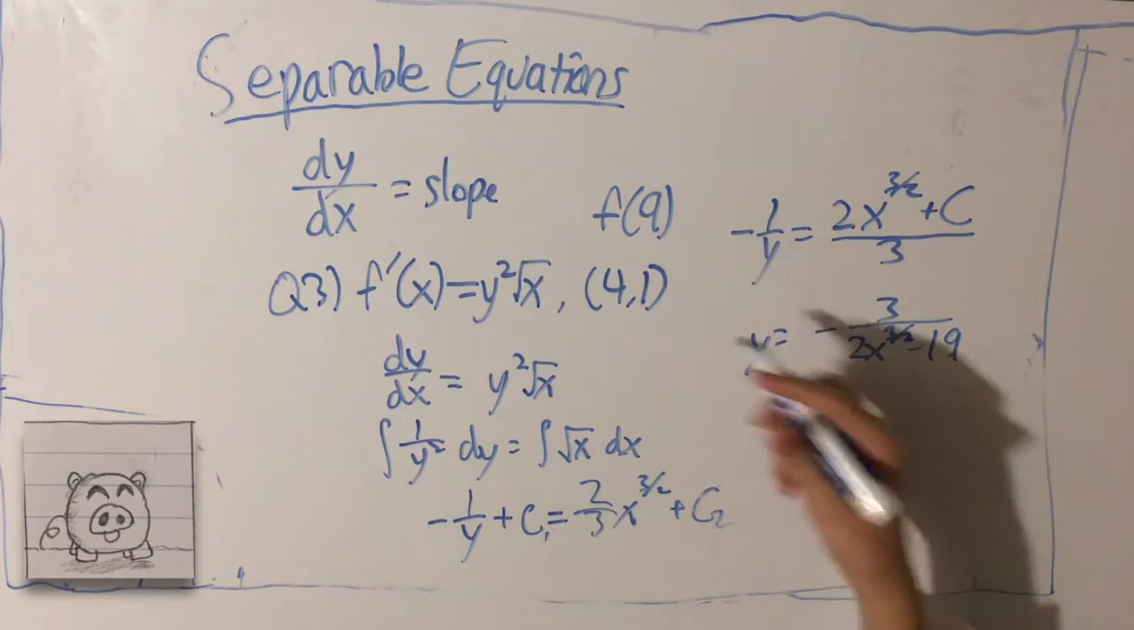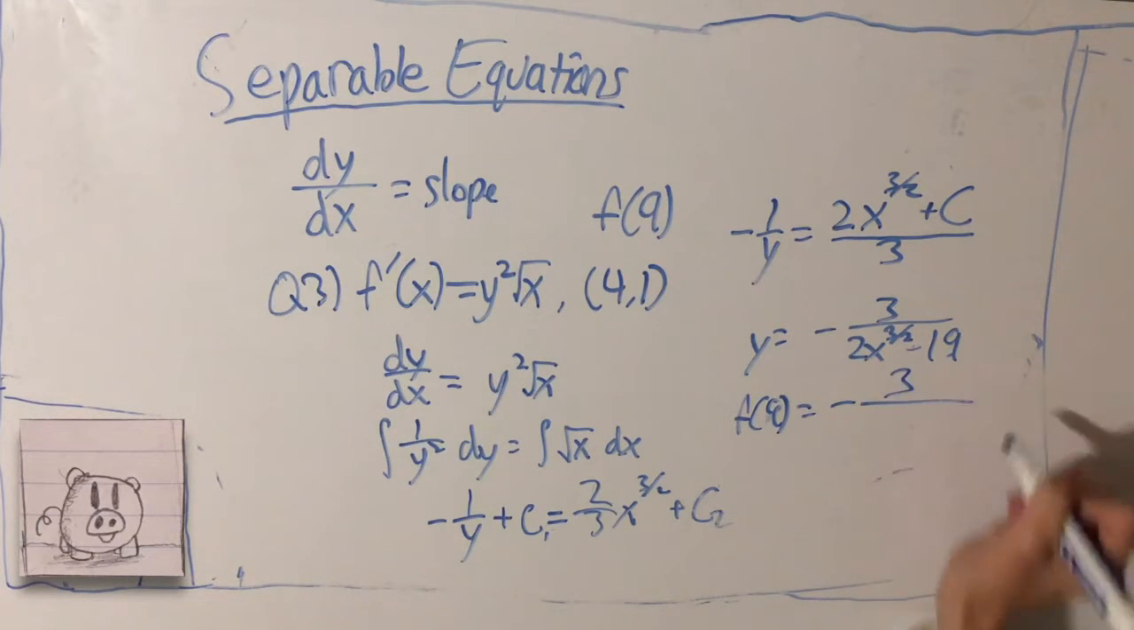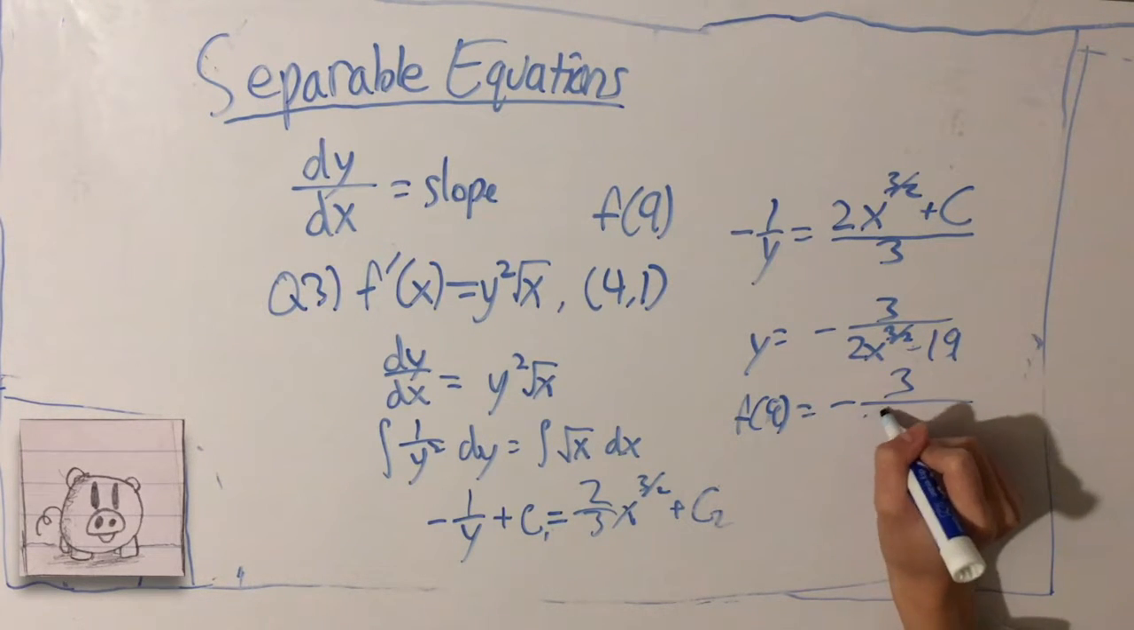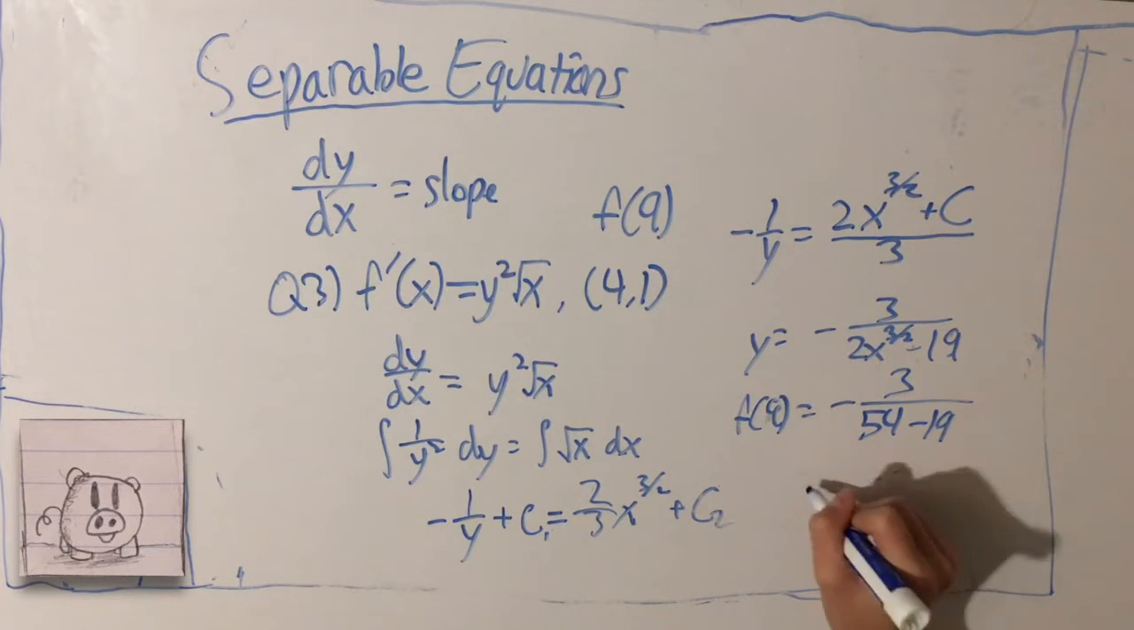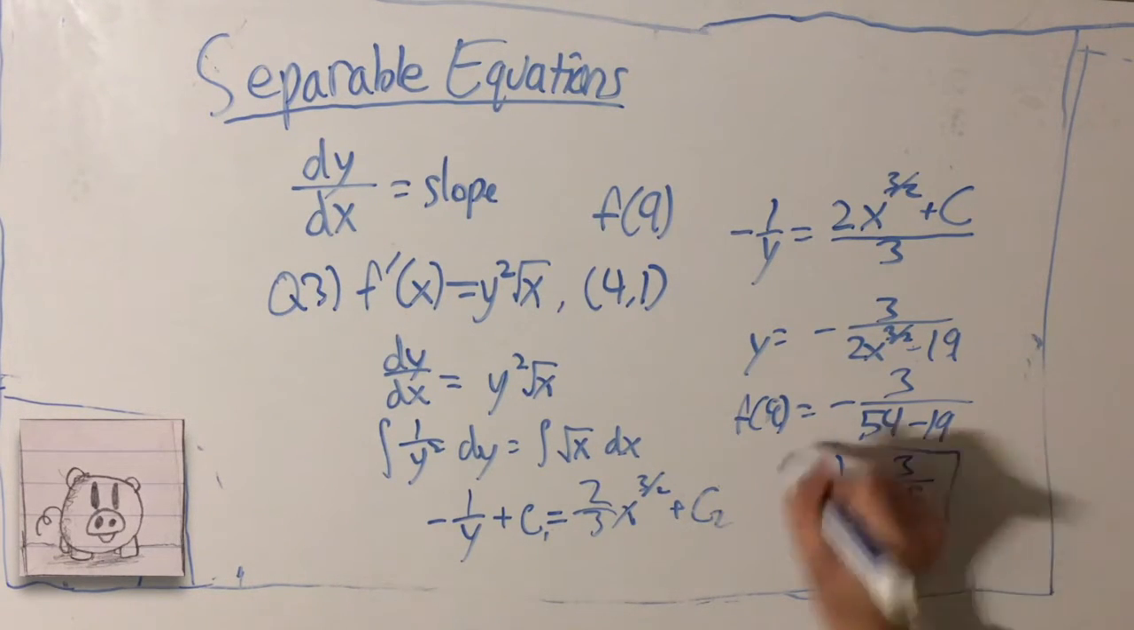And now we can just plug in 9. f of 9 is equal to negative 3 over 2 times 27, 54, minus 19. Or negative 3 over 35. Booyah!